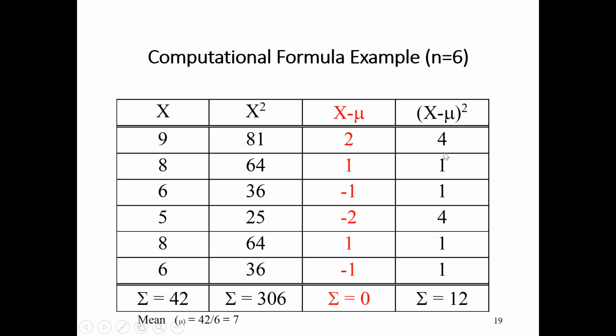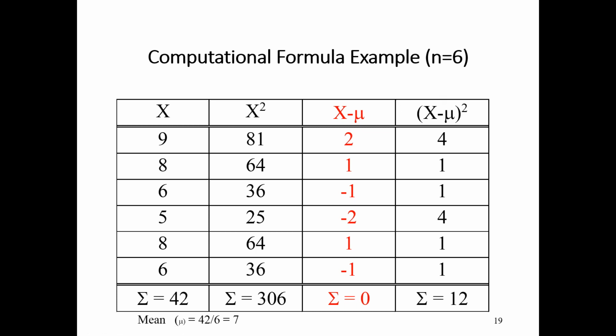But if I square this value, now what will I get? X minus mu, square it. So this 2 square is 4, like that. So ultimately I am getting a positive value summation, that is 12. So this is used for the variance. This is what is known as variance. Variance is how much each of the values is different from the mean, and how much it is squared. Okay, so that gives you the concept of variance.